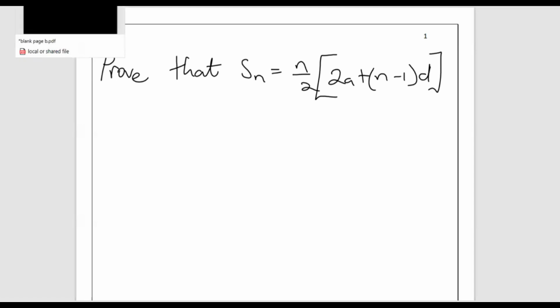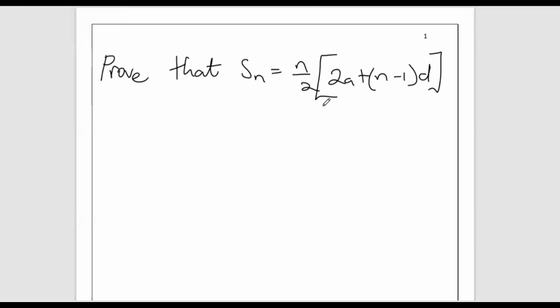Hello and welcome to yet another episode where we're going to be looking at how do we prove the sum of an arithmetic series, okay? Now, sometimes this question is examinable, okay? They can tell you to prove that Sn is equal to n over 2 into brackets 2a plus (n minus 1) into d, okay? So definitely we know that this is an arithmetic progression, okay?